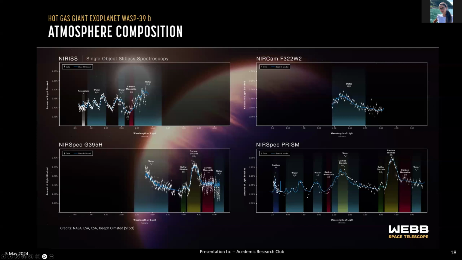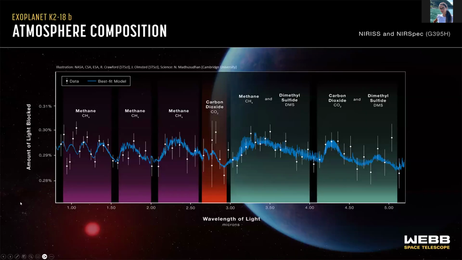So this work is just getting underway, but the Webb is searching many, many exoplanet atmospheres for signs of life using spectroscopy. Here is another example where we have discovered methane and carbon dioxide and possibly even dimethyl sulfide. So stay tuned for these results, but it's very, very exciting, and we're getting information that we've never been able to get before.